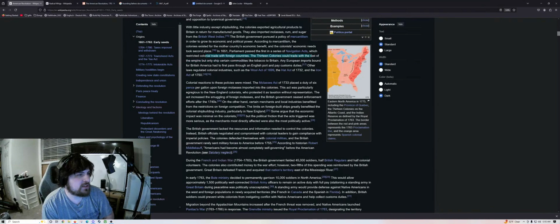The 13 colonies could not trade with the rest of the empire, but could only ship certain commodities like tobacco to Britain. Any European imports bound for British America had to first pass through English ports to pay customs, which means any customs the colonies had to pay would be on top of the English customs. Other laws regulated colonial industries, such as the Wool Act, the Hat Act, and the Iron Act.